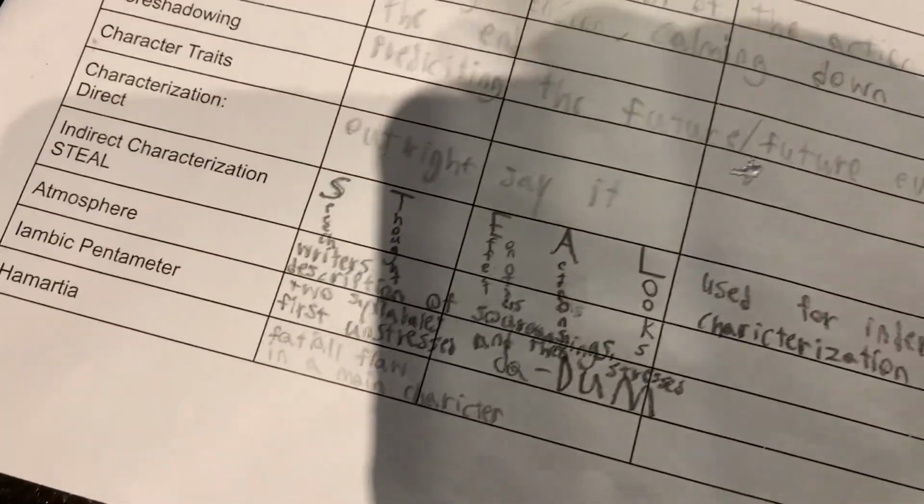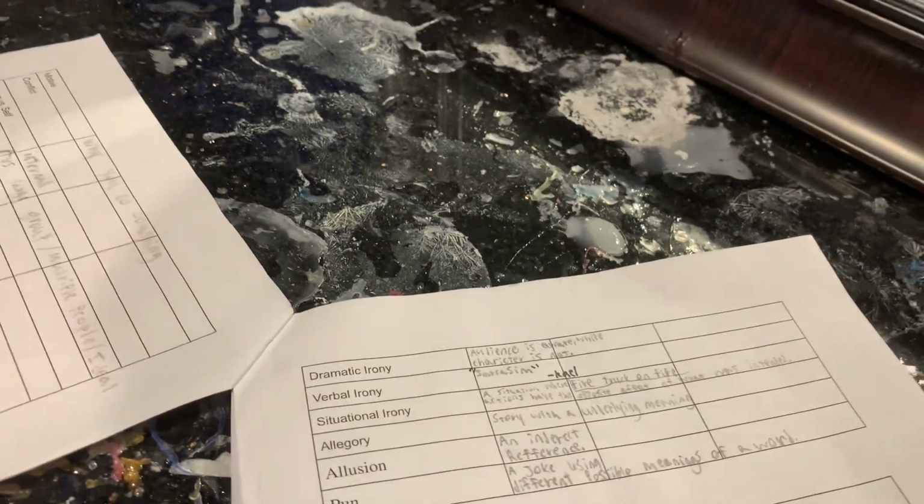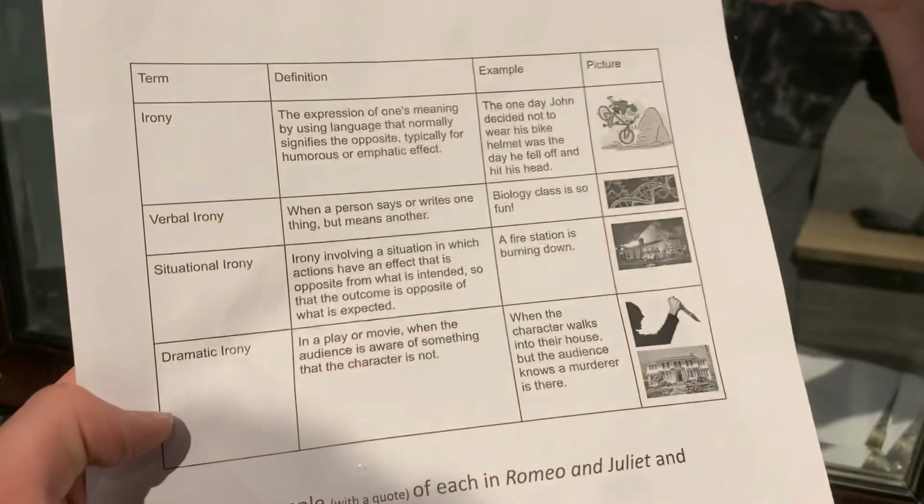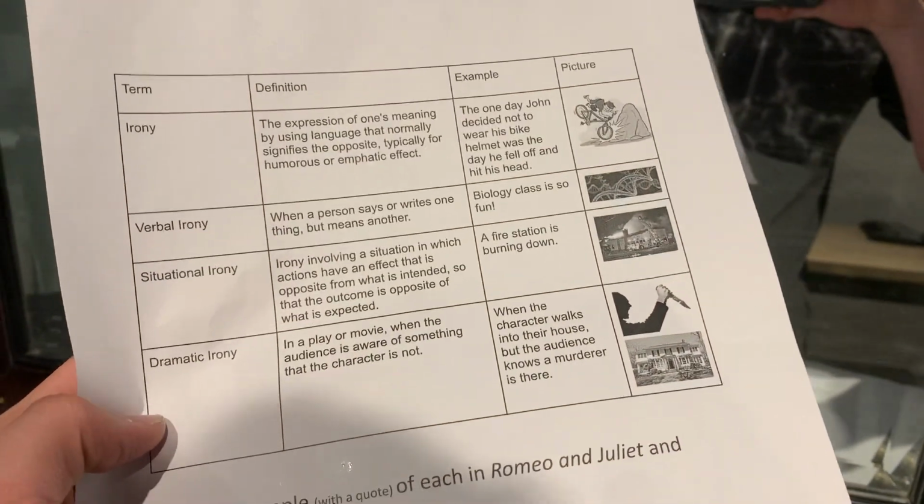Hamartia, a fatal flaw. Dramatic irony, audience is aware while characters are not. Basically just this. You have a sheet like this, you can read over it. Or stop to read this one, I guess. I'm going to skip over those then.